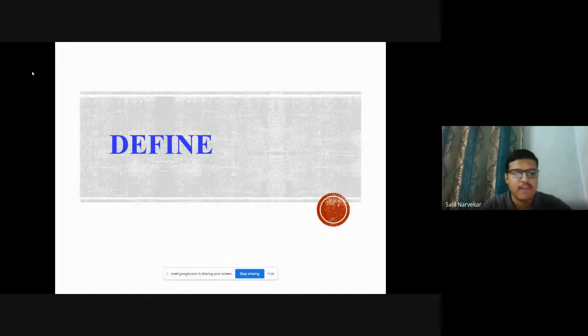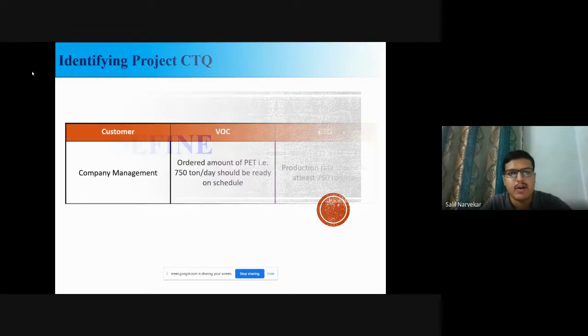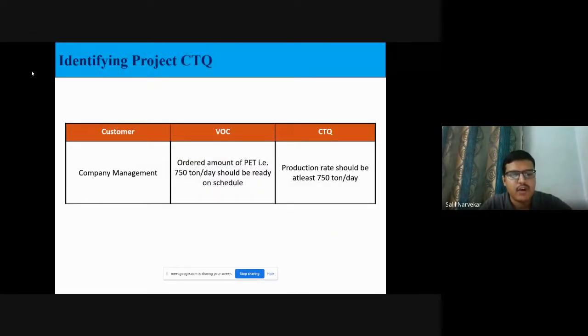So coming first to the define phase, like you said you're familiar with DMAIC. So DMAIC starts with the define phase. Here in the define phase, we try to define the process and the problem which is there. And the first thing which we do here is that we try to identify the process CTQ. Now, CTQ is critical to quality. What is the thing that is the most important for this project? What is the thing that will make or break the project? So for this case, the project was improving PET production, and so the critical to quality factor was that production rate should at least be 750 tons per day.